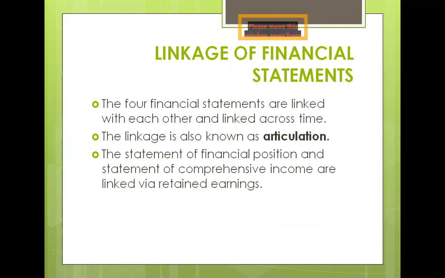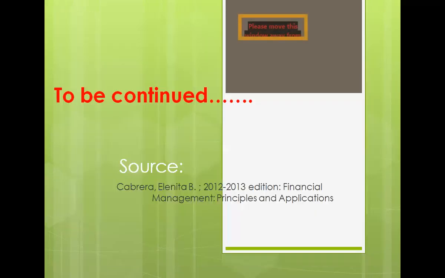So, the linkage of financial statements. The four financial statements are linked with each other and link across time. This linkage is also known as articulation. The statement of financial position and statement of comprehensive income are linked via retained earnings. We will have an in-depth discussion on the financial statements and their linkages in the next video.